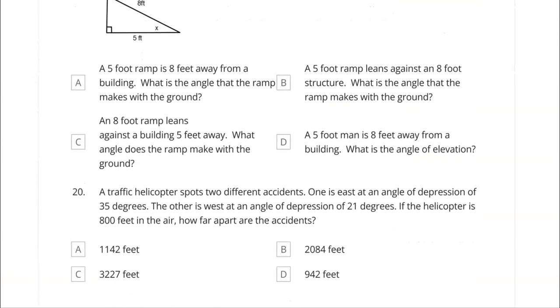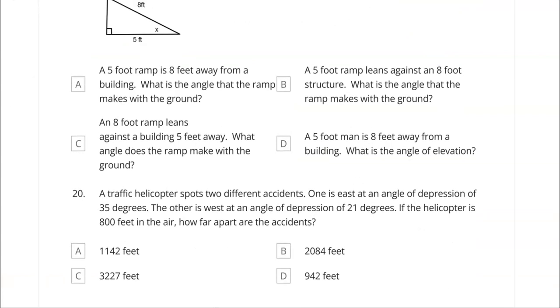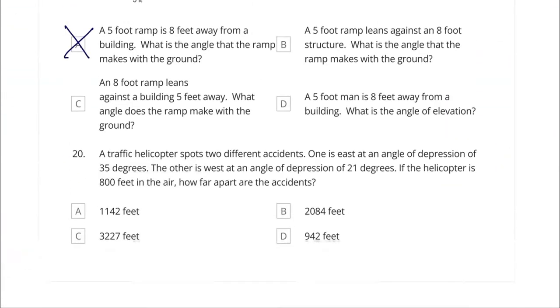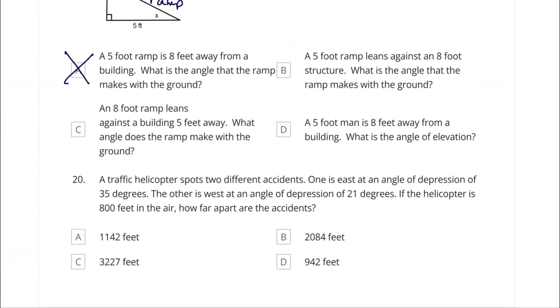Okay, two more problems. Which scenario describes the picture shown? A 5-foot ramp is 8 feet away from a building. Okay, so the ramp is going to be here. So that can't be it. A 5-foot ramp leans against an 8-foot structure. That doesn't seem right either. So I'm going to say no for that too. An 8-foot ramp, oh, that sounds more reasonable.